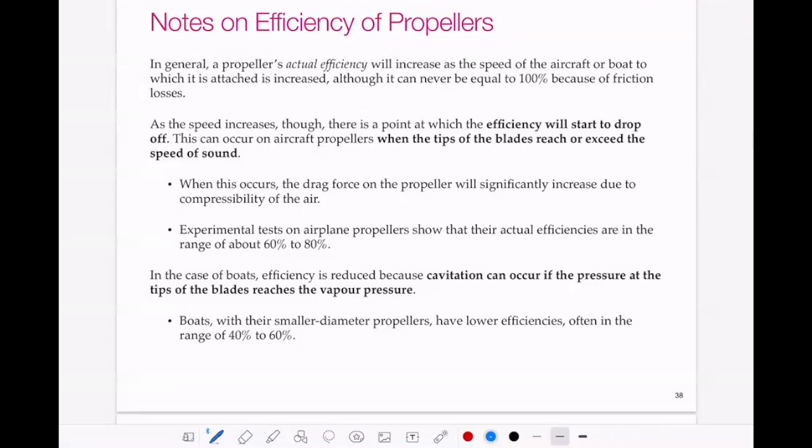Experimental tests on airplane propellers show that their actual efficiencies range between 60 and 80%. In the case of boats, where we have a liquid medium, cavitation can occur. That's when the pressure at the propeller tips is low enough that we reach the vapor pressure of our fluid. So that is kind of limiting. If we have vapor pressure behind the propeller, our efficiency drops dramatically. So boats with a smaller diameter propeller tend to have a lower efficiency, often between 40 and 60%.